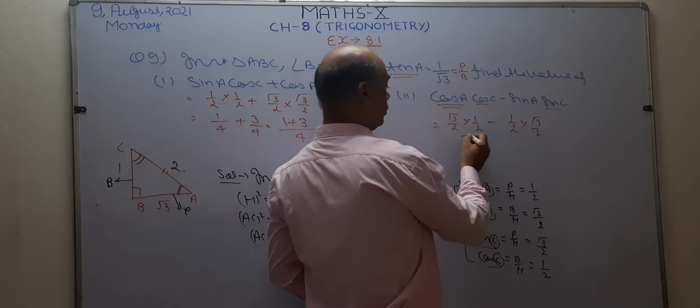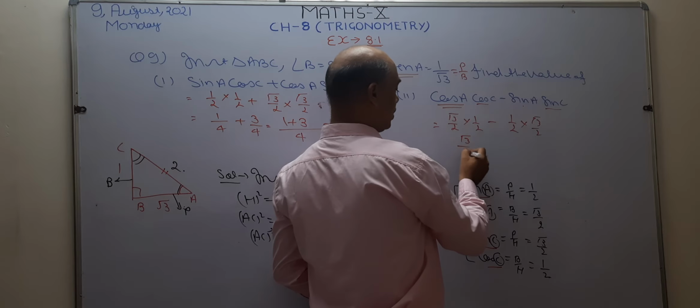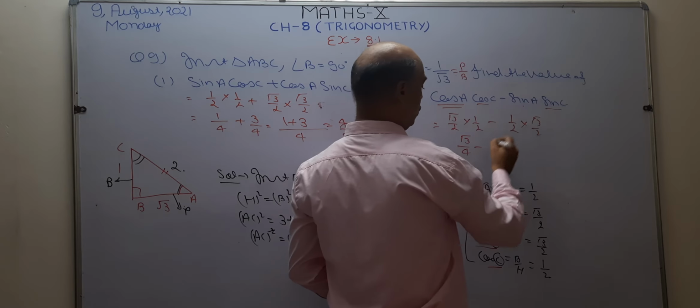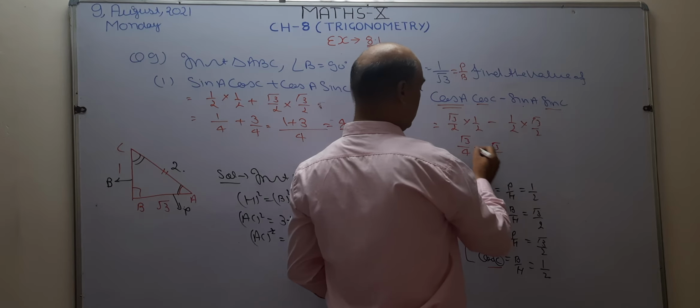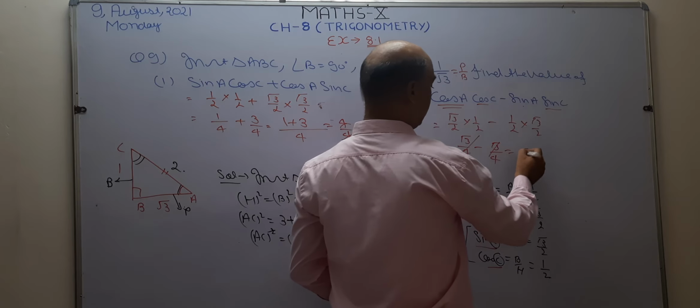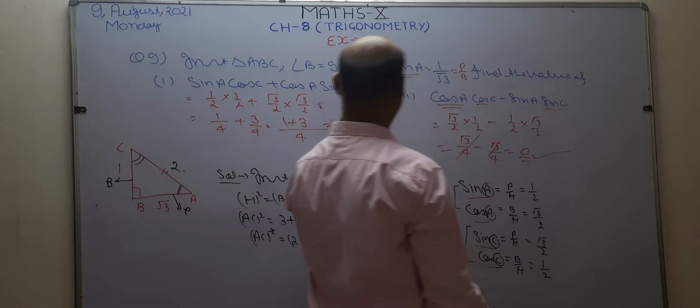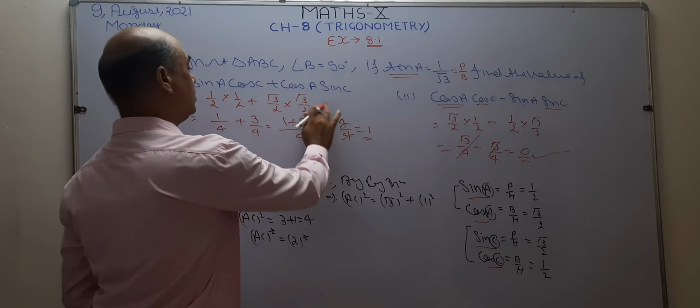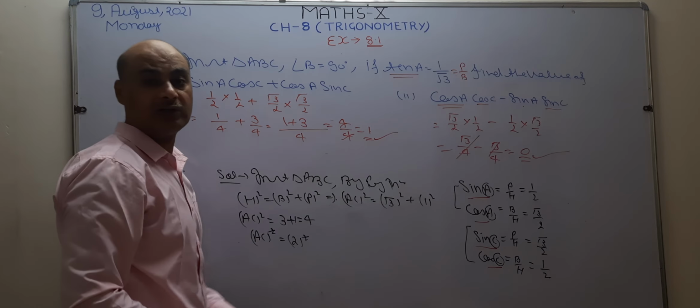So this becomes root 3 into 1, root 3. 2 2s are 4. Minus sign is there. Root 3 into 1, root 3. And 2 2s are 4. This is negative and this is positive, so this is going to cancel. So the answer of the second part is 0, and the answer of the first part is 1. Okay. I hope it is clear now.